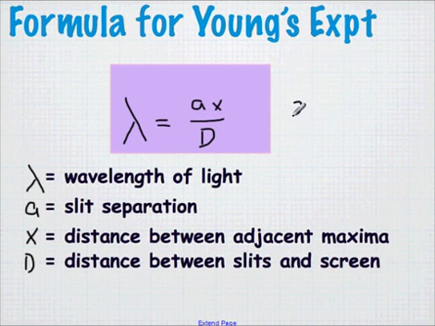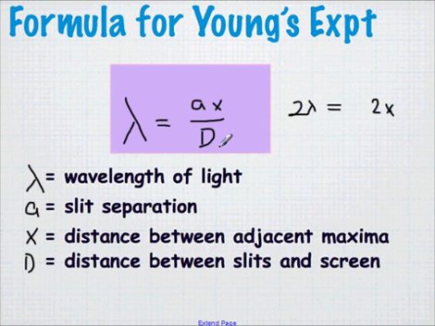Now let's just think about this for a second. If I double the wavelength of light and I keep my slit separation and the distance between the slits and the screen the same, what's going to happen to X? Well, because of the equals, the other side must also go up. So that means the spacing between the maxima is also going to go up. Can you see that? So double the wavelength, you then double the spacing.